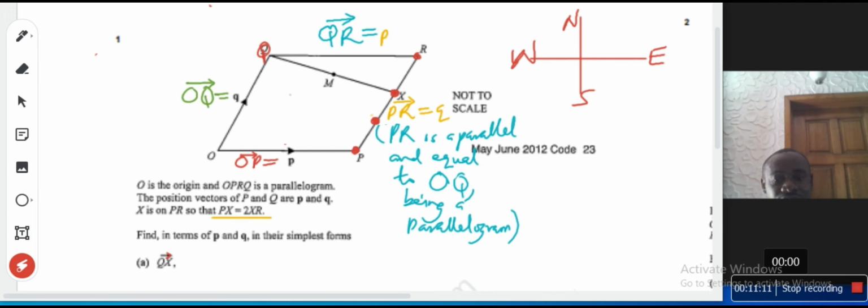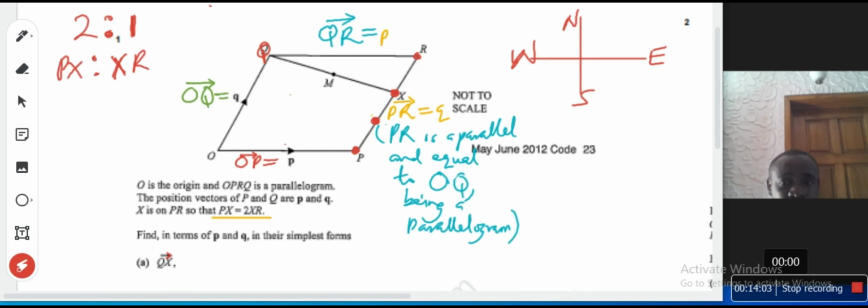What are we even dividing? The whole length. What's the whole length of PR? The whole length of PR is Q. That's what we're dividing into 3 equal parts.